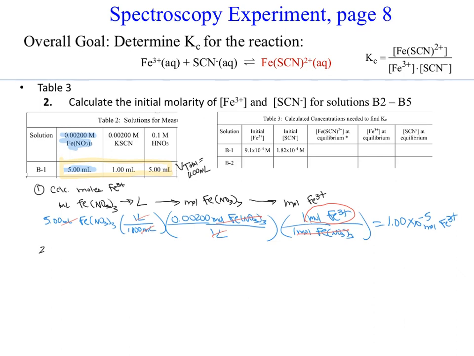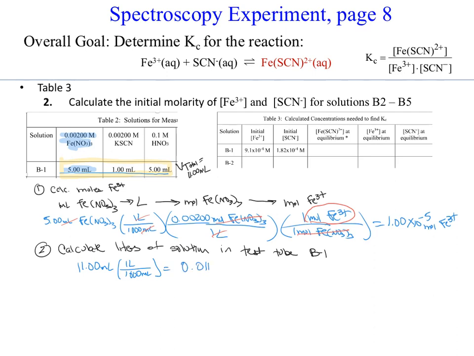Step 2, calculate liters of solution in my test tube, and in this case I'm looking at B1. So I know, remember I had 5 and 1 and 5 total, so 11.00 milliliters, and I can convert, 1 liter contains 1,000 mL, so that gives me 0.01100 liters in my test tube.